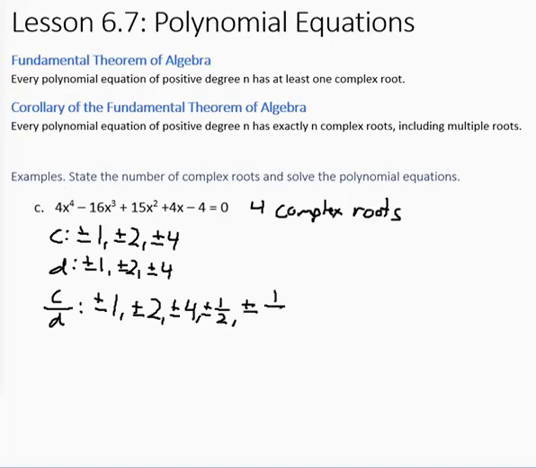So plus or minus 1/4. I think that's all of our possibilities. I should have 1 over 1, 2 over 1, 4 over 1, 2 over 1, 1 over 2, 2 over 2, 2 over 4, 4 over 1, 4 over 2. Yeah. All right, now what we can do is we can try these.